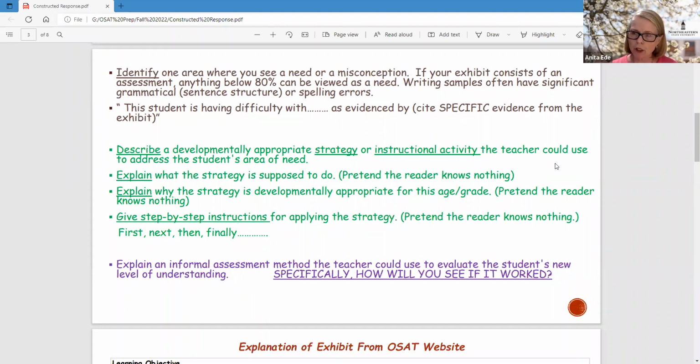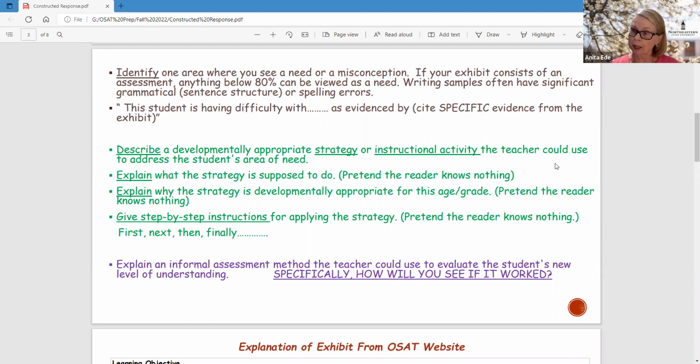Now, when you say this student is having difficulty with spelling, pick any problem, okay, then you're going to have to give evidence. This student is having difficulty with their spelling as evidenced in the writing sample. For example, they spelled, I don't know, the word cow, K-O-W instead of C-O-W. But be specific, give examples.